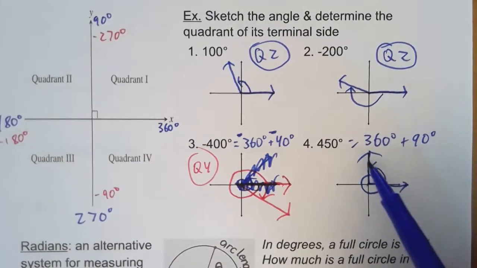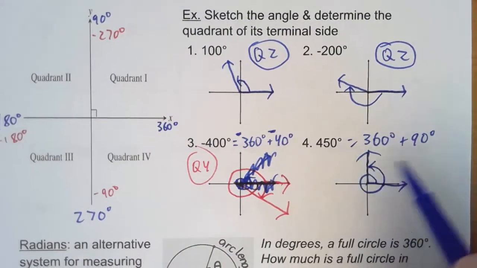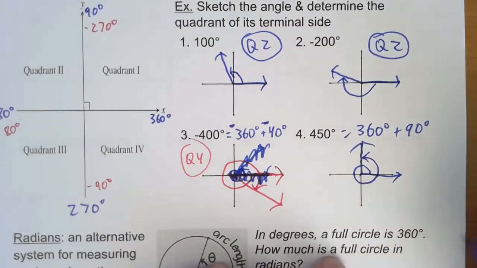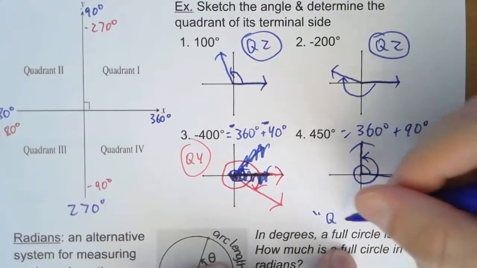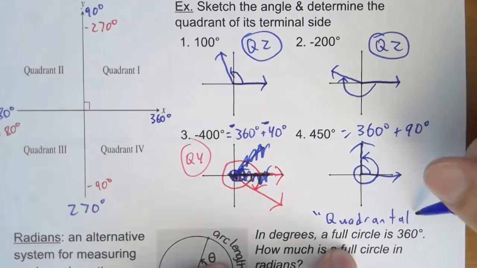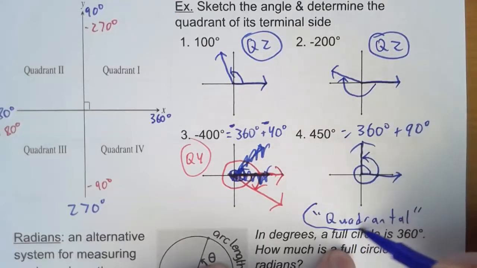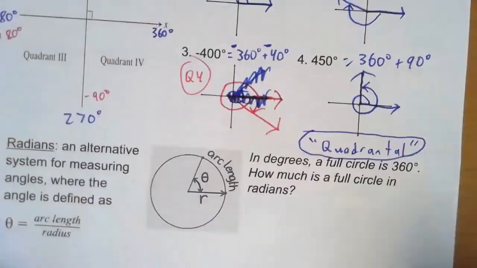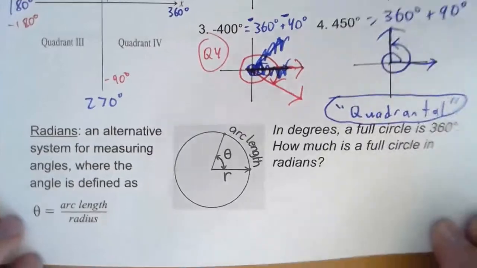Well, this one's not in a quadrant, right? This one's right between quadrant 1 and quadrant 2. There's actually a funny word for angles like this. They're called quadrantal. If you've got an angle that lands between two different quadrants, it's called quadrantal. All right, so that's degrees.